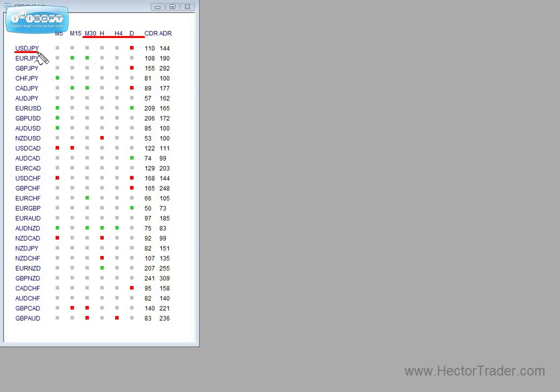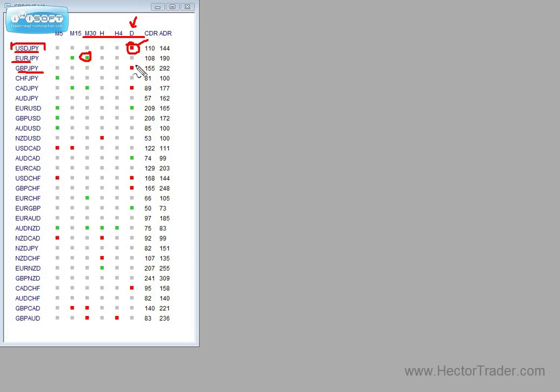For example, I can see the USD against the Japanese yen. It's printing a red square on the daily. That means that the daily time frame is downtrending, and I take a quick note on my notepad that there might be a short opportunity on the USD JPY on the daily. Then I keep on reading down. The euro against the Japanese yen is showing a green square on the 30 minutes time frame. Then we might see some long opportunities there.